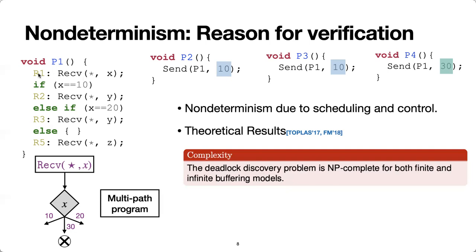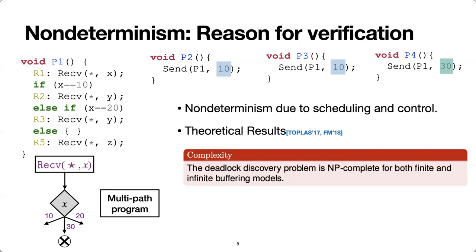Now, if you look at the receive R1, which send it matches with determines the subsequent control flow of the receiver process P1, because that control flow is dependent on the value received in this variable X. These kinds of programs are termed multipath programs, where the communicated data determines the control flow of the receiver process. And this leads to non-determinism in control. So non-determinism in scheduling, in matching of events, leads to non-determinism in control flow.